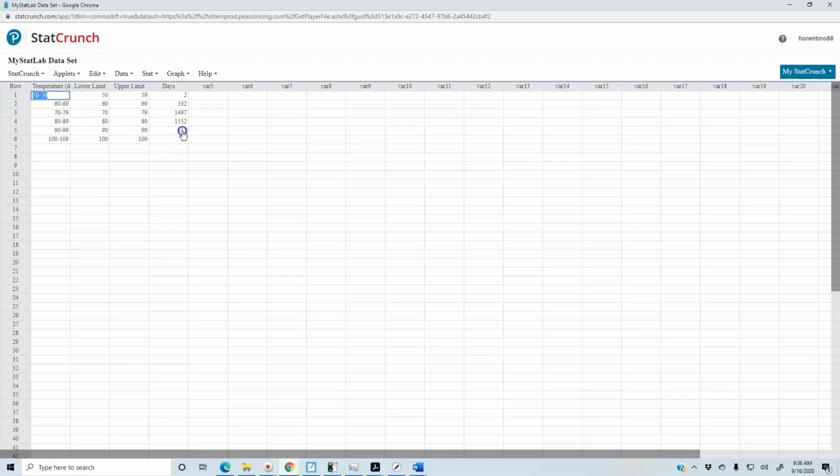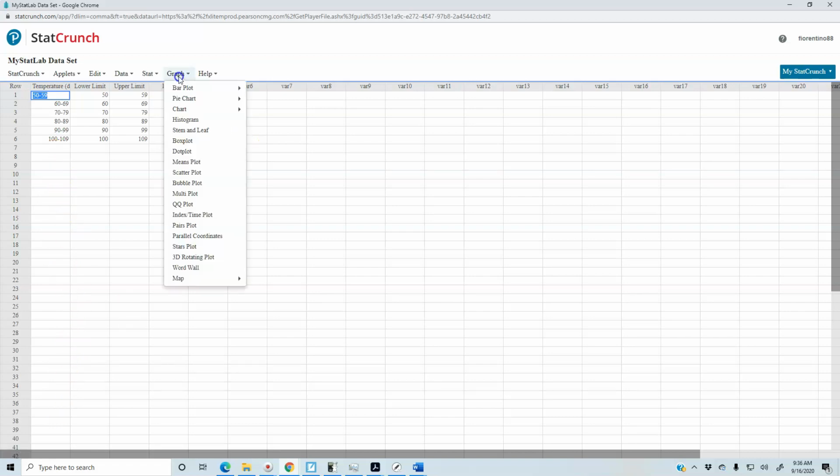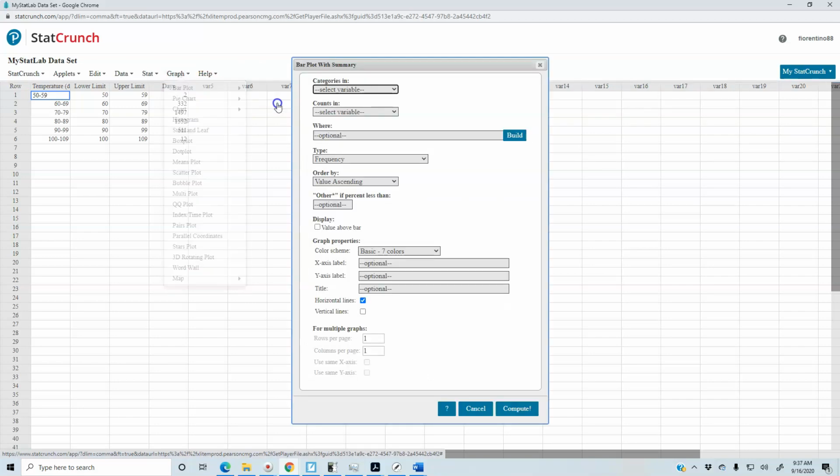So here we have 332. If you add all these numbers up, it's not giving you the full list of what the entire data would look like. It's giving you the summary. So in this scenario, we can't create a histogram from the histogram part. We need to look at a bar plot with summary to see what that's going to look like. Okay, so we're going to open that up.